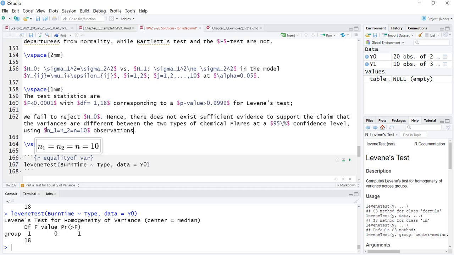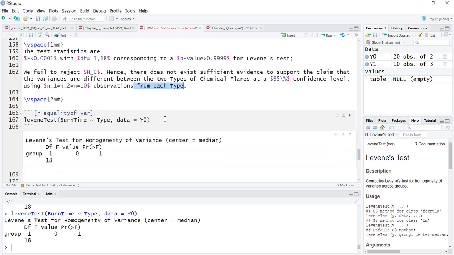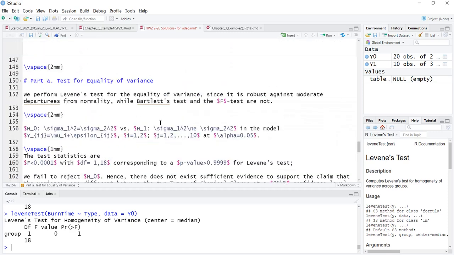So to do a subscript, I do an underscore, N underscore 1. And I can say equals N underscore 2. I could have just said N equals 10 observations per, from each type, I should say, from each type. There we go. And then it's very clear. If you just say N equals 10, but it's from each type. Okay. So that is part A.